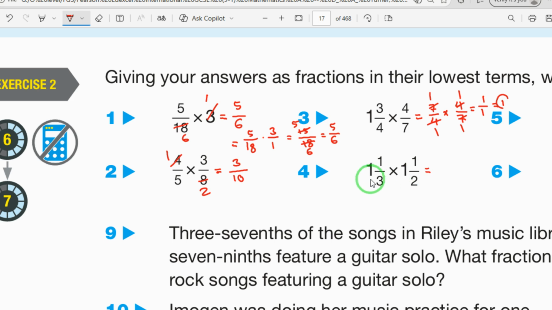In question number 4, first we convert to improper fraction. 1 times 3 is 3 plus 1, 4 over 3, multiplied by 1 times 2 is 2 plus 1, we have 3 over 2. Now we can simplify. 1 times 3, and 1 times 2, and 2 times 2 is 4. Then we multiply 2 times 1 is 2, 1 times 1 is 1. When the denominator is 1, we typically don't write it, the answer is only 2. Come to question number 5.